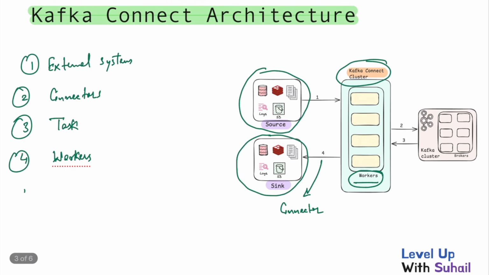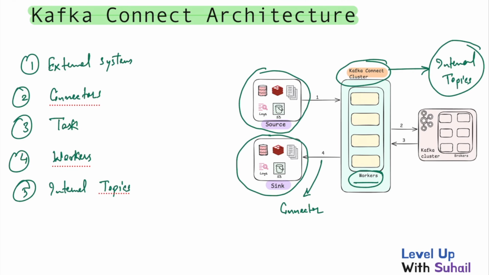And then the fifth thing, a very important thing, is that the Kafka Connect cluster creates some internal topics in the Kafka cluster for coordination of workers, to know the status of the connectors, whether the connector is running or not, or what is the last offset it has read. All those things it manages via the internal topics. Now let's go layer by layer.